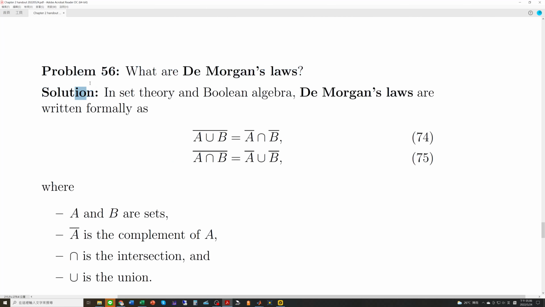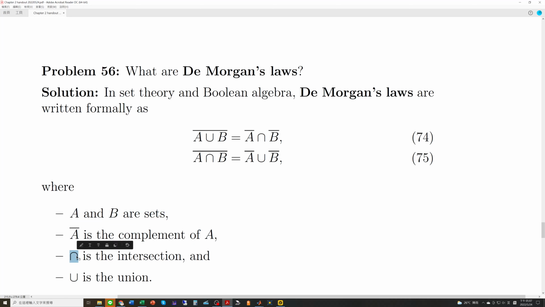Next, problem 56. What are De Morgan's laws? Solution: in set theory and Boolean algebra, De Morgan's laws are written formally as follows. Let me explain the meaning of these symbols. A and B are sets. A bar is the complement of A.